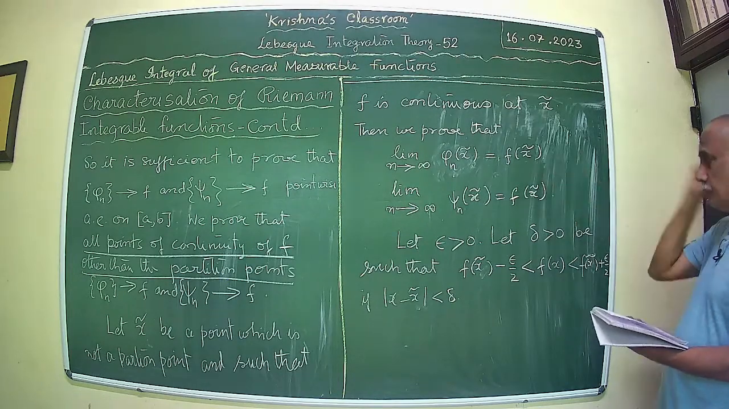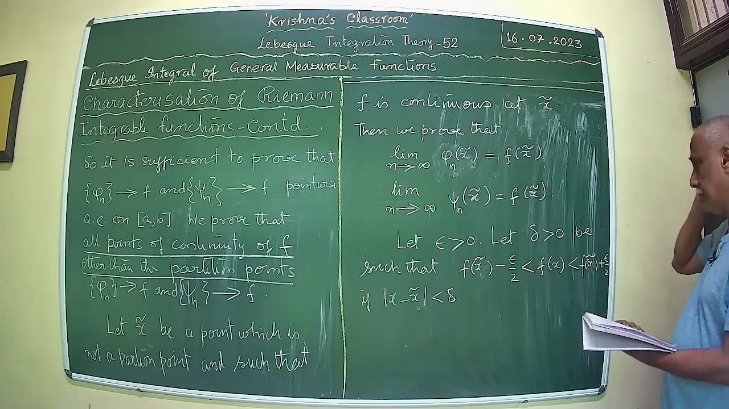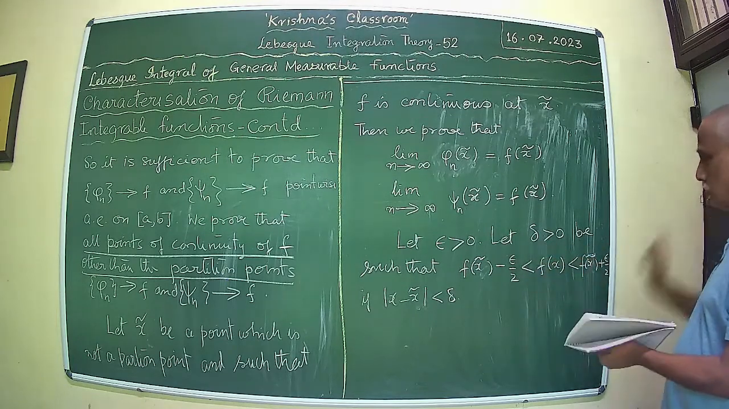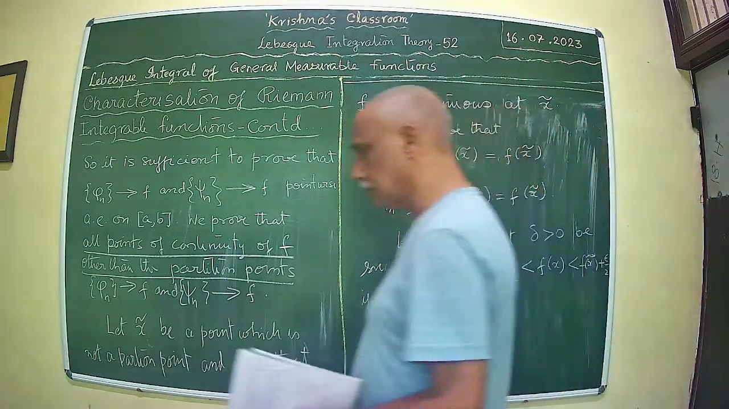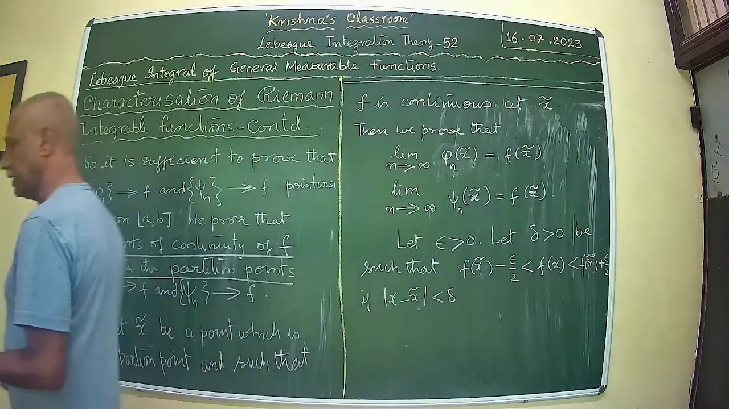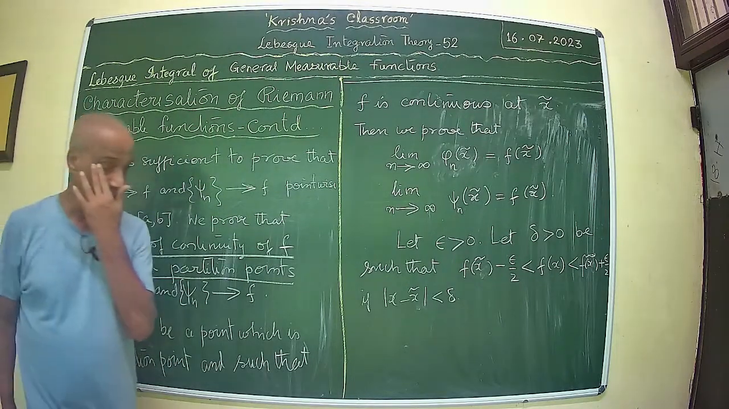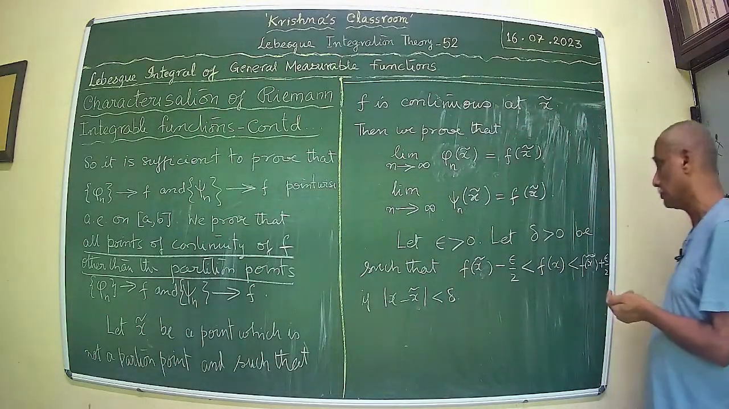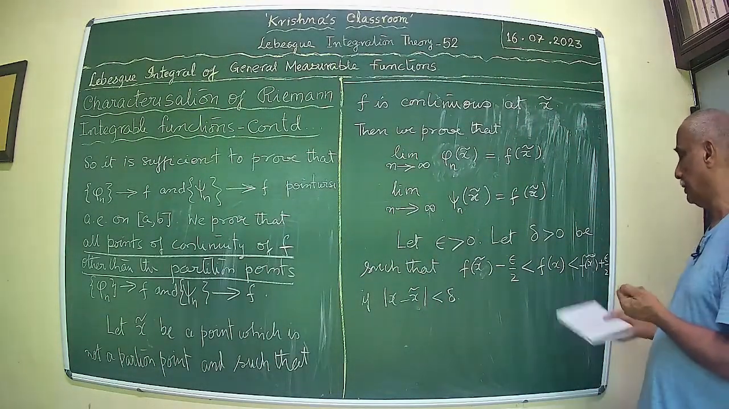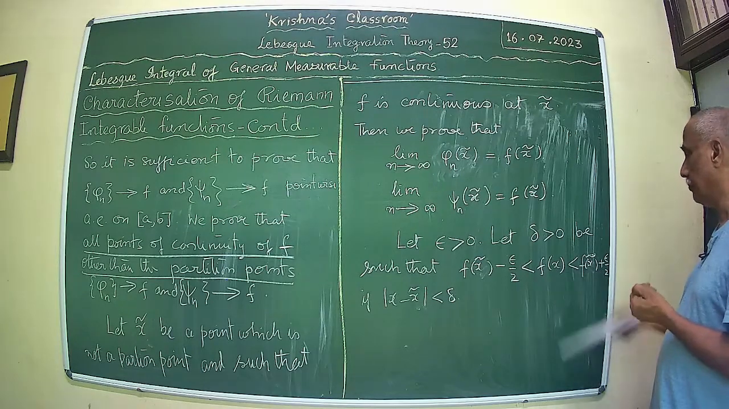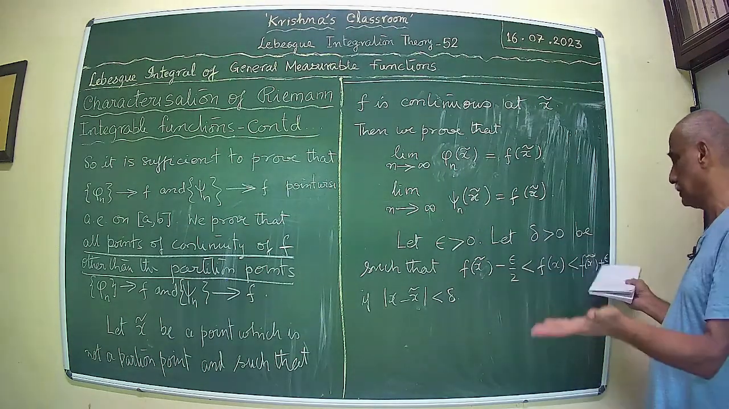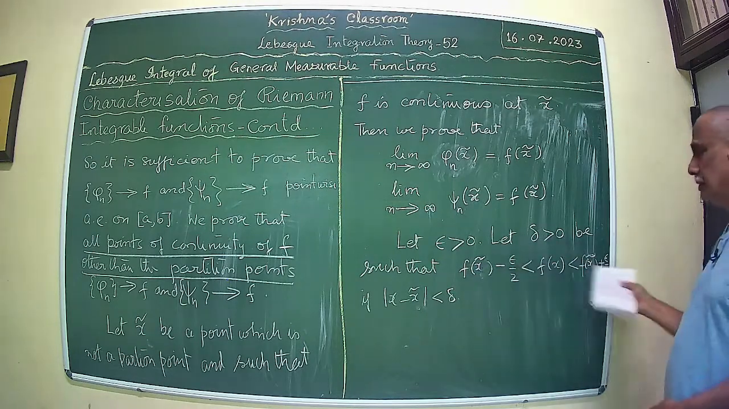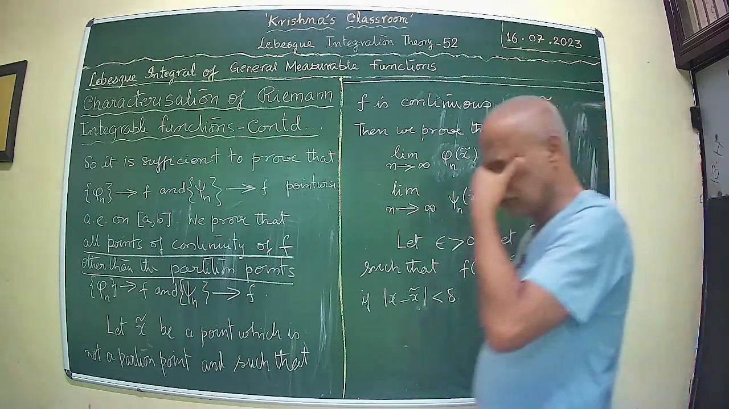Now this is what we want to prove actually. So let epsilon be chosen, let delta positive be such that this is true. Now we want to show that there exists an N such that for all n greater than N, phi_n(x) and psi_n(x) lie in this gap. Okay, that's what we want to prove.